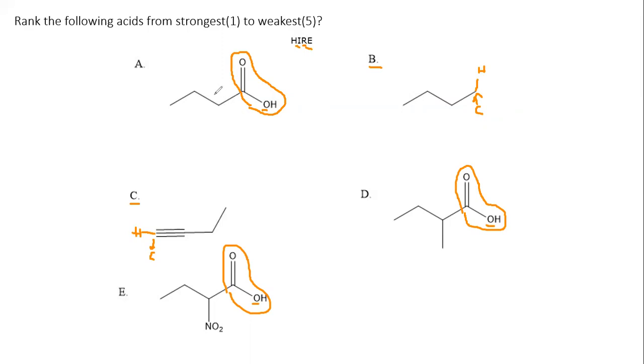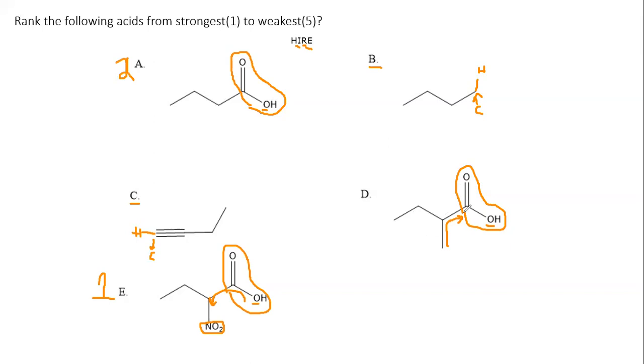And so now if we look, A has no electron withdrawing or donating groups. D has an electron donating group. This methyl group is pumping electron density back into the reaction center. And E has a nitro group, which is electron withdrawing. So out of all three of these, the one with the electron withdrawing group would be the strongest. Now between D and A, the one without the electron donating group would be the next strongest.